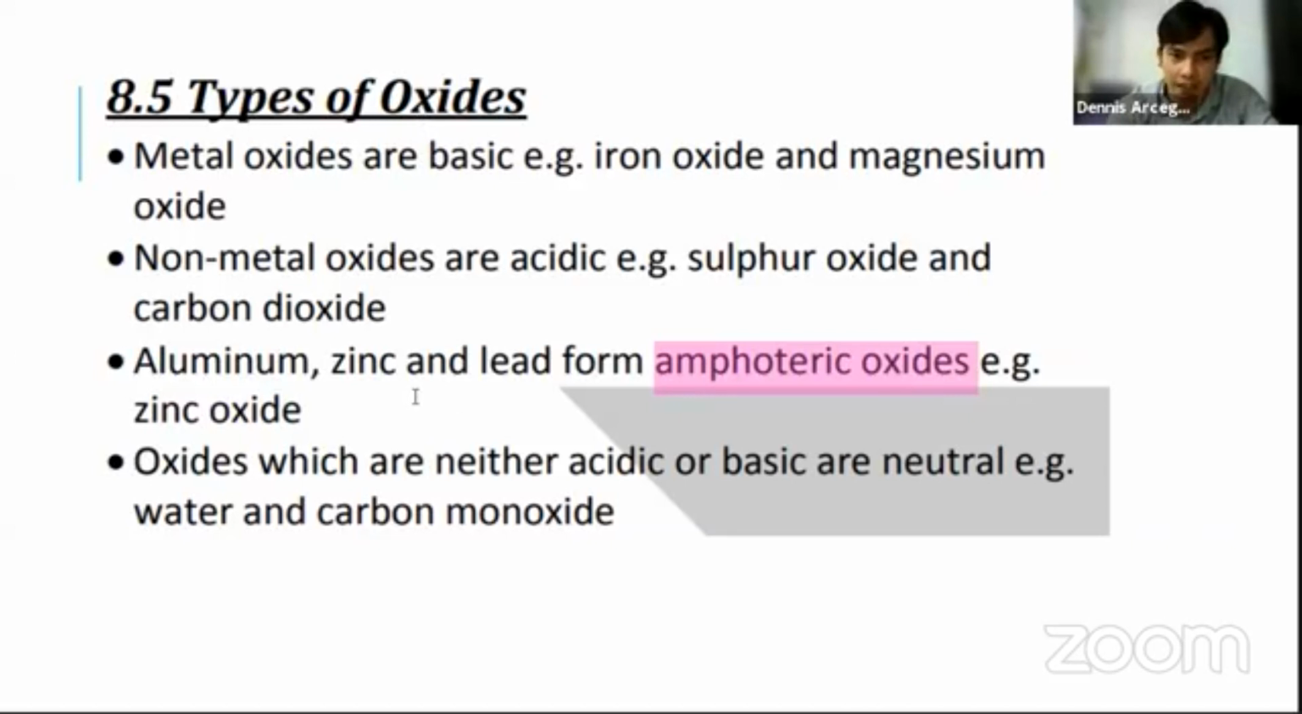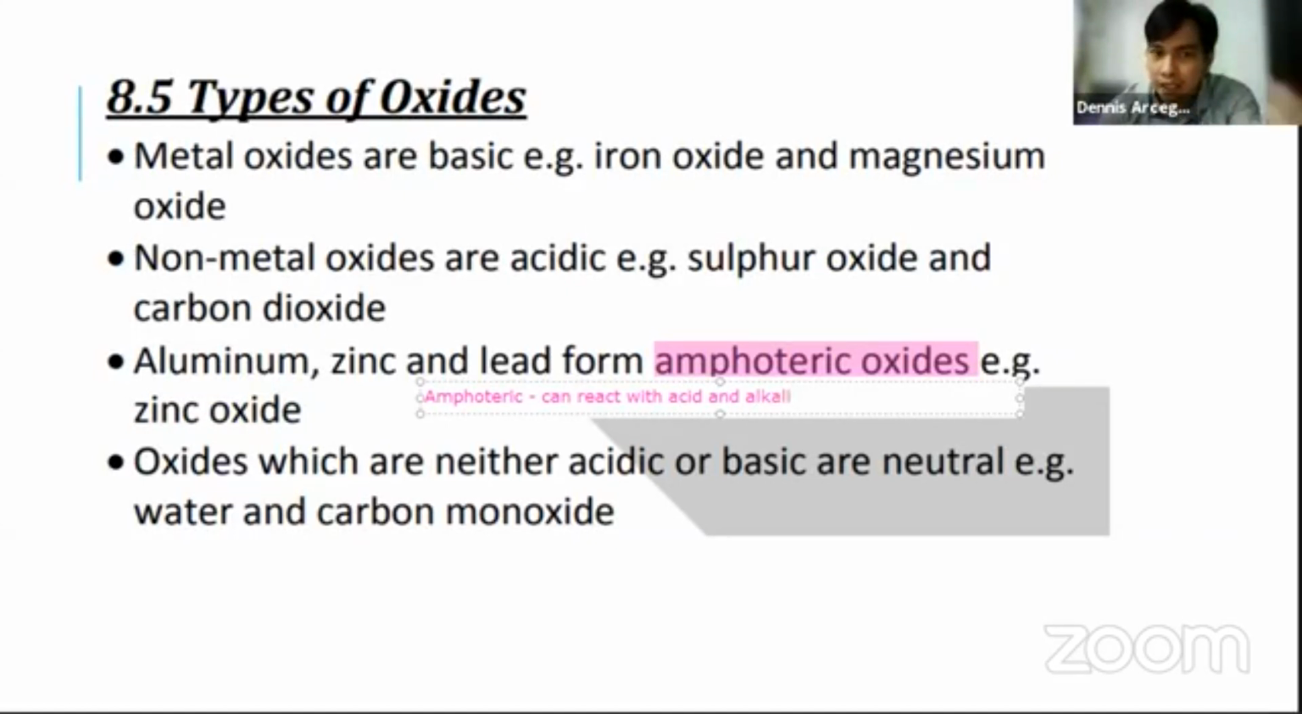When you say amphoteric, I emphasize this one because it is a common topic in the questions in IGCSE, especially paper 4. Amphoteric means it can react with acid and alkali. Metal oxides or basic oxides can react with acid. Non-metal oxides or acidic oxides can react with bases or alkali. But amphoteric oxides react with both acids and alkali. The examples are aluminum oxide, zinc oxide, and lead oxide.